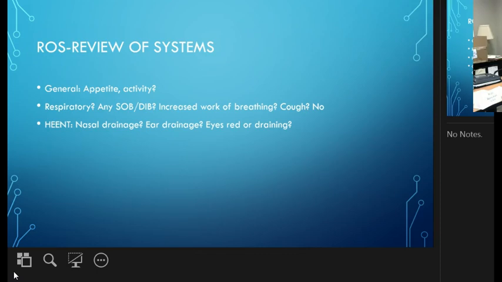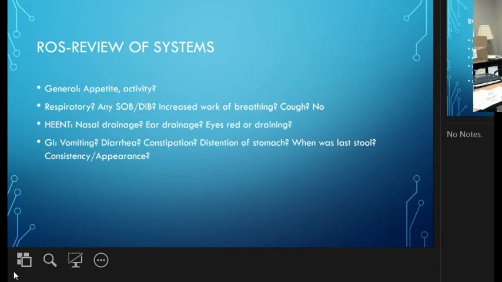HEENT. What about nasal drainage? Ear drainage? Are his eyes red or draining? He's a little too young at this age to be pulling at his ears. And younger infants don't tend to get ear infections.